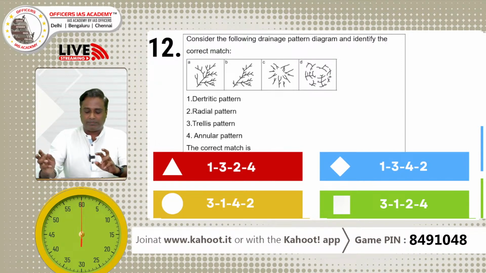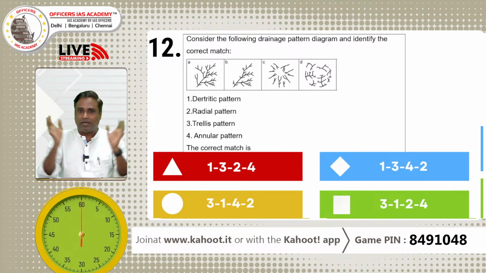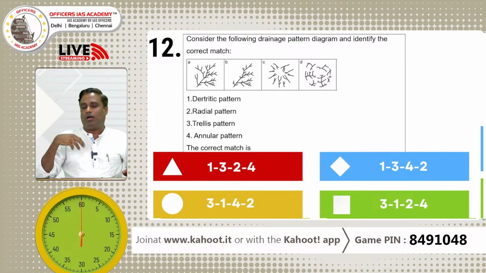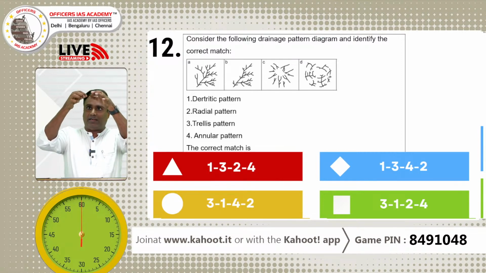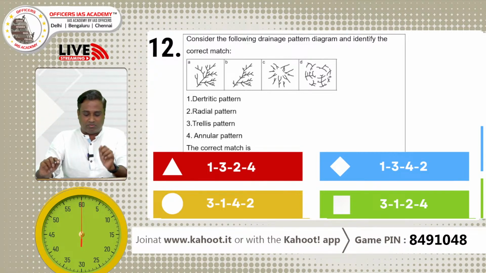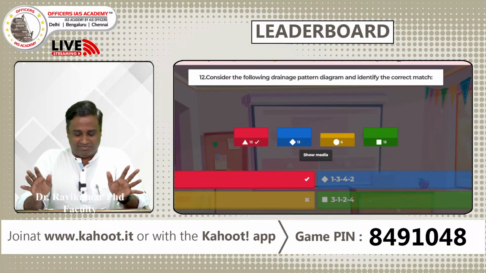So for the difference between A and B, you have to find out the number of minor tributaries. If the first order tributaries are more in number, it will be trellis in character. Completely like a big tree, it will become dendritic in character. Annular and radial: radial drains directly downwards, but annular circles the mountain and drains down. That's the difference. So the answer will be A, 1, 3, 2, 4. 13 persons have given the right answer. 13 almost, and all the answers have been given properly.